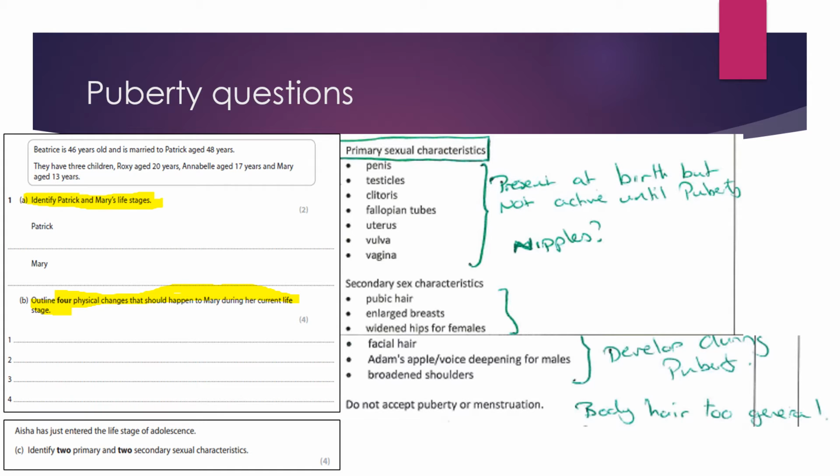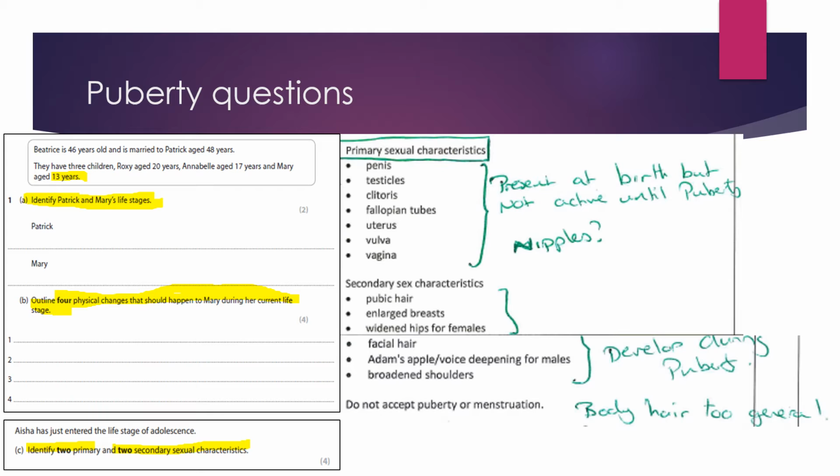So Mary being 13, based on the case study, she'd be going through puberty. So you give 4 characteristics, 4 physical things that would happen during puberty. Another question, 2 primary, 2 secondary characteristics of puberty. So again, puberty is a good one to look at.